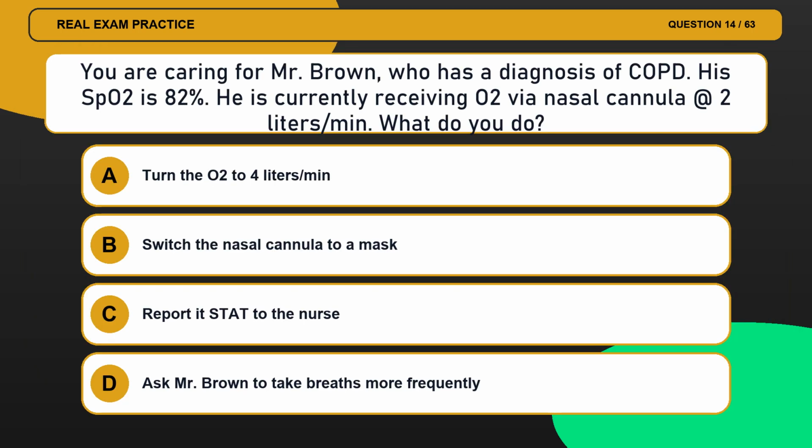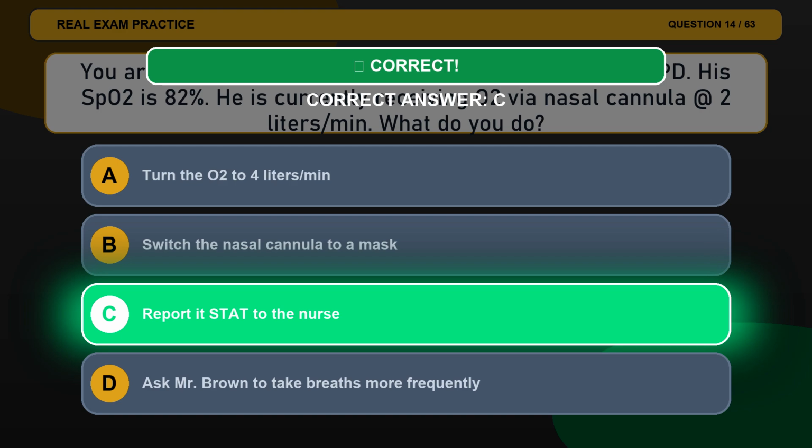Question 14. You are caring for Mr. Brown, who has a diagnosis of COPD. His SpO2 is 82%. He is currently receiving O2 via nasal cannula at 2 liters/min. What do you do? Option A, turn the O2 to 4 liters/min. Option B, switch the nasal cannula to a mask. Option C, report it stat to the nurse. Option D, ask Mr. Brown to take breaths more frequently. The correct answer is option C, report it stat to the nurse.